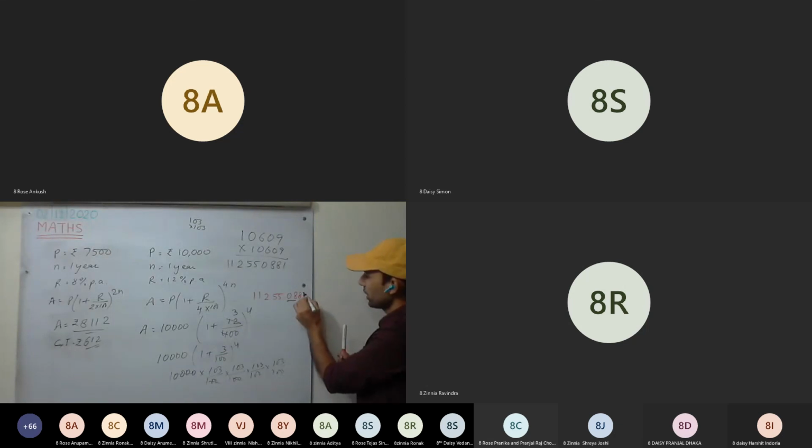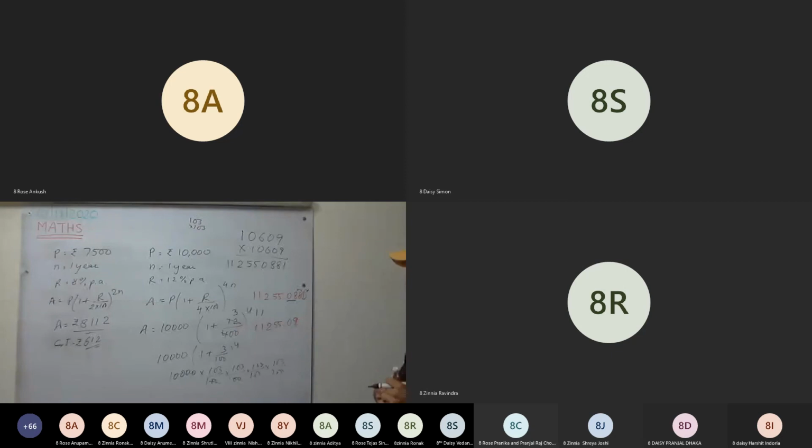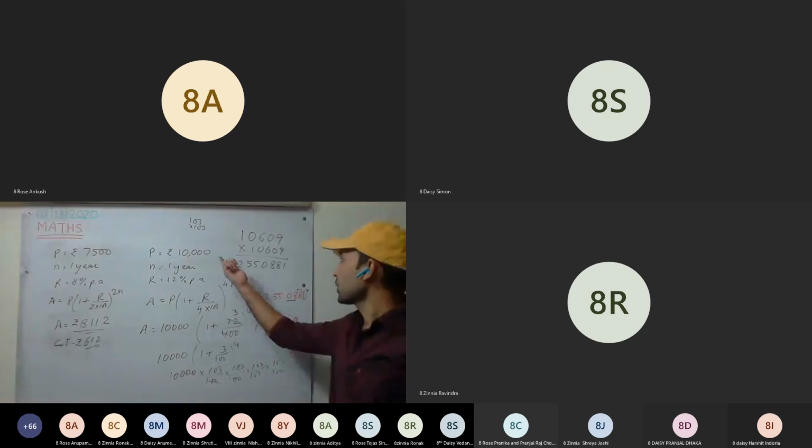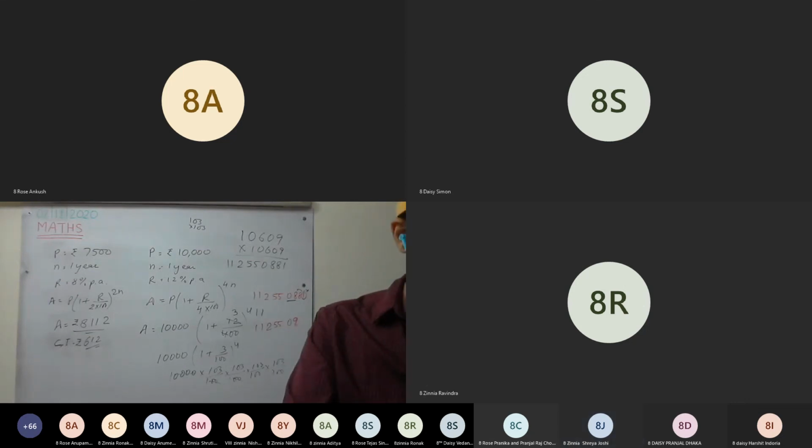So round it off. 1 is less than 5. Remove 8. 11255.09. This much rupees, this is the amount. Compound interest you can calculate. Everyone got the answer? 14th question, everyone got the answer? Yes, sir. Okay. Now do the 15th one.